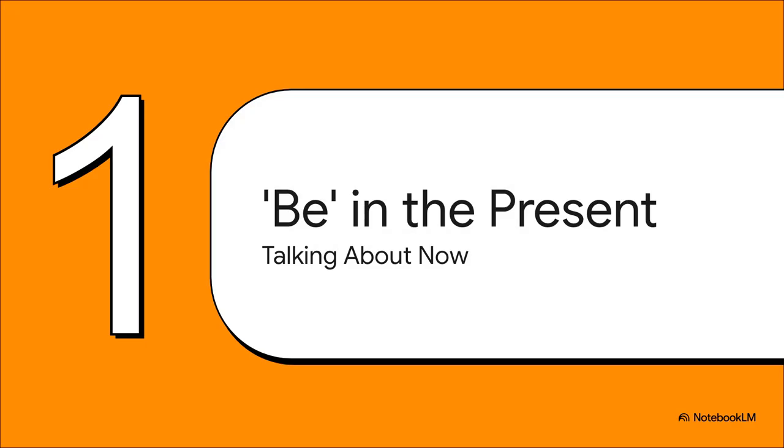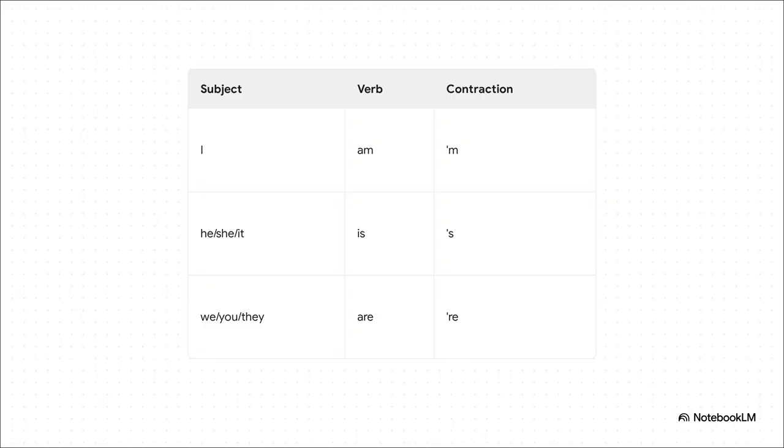So, let's break it down, starting with right now, the here and now. First up, how be works in the present tense. Okay, so in the present, be is a bit of a chameleon. It changes depending on who you're talking about. For I, you've got am. For he, she, or it, we use is. And for we, you, or they, it's always are. Oh, and you'll want to pay close attention to those contractions on the right because that's how people really talk.